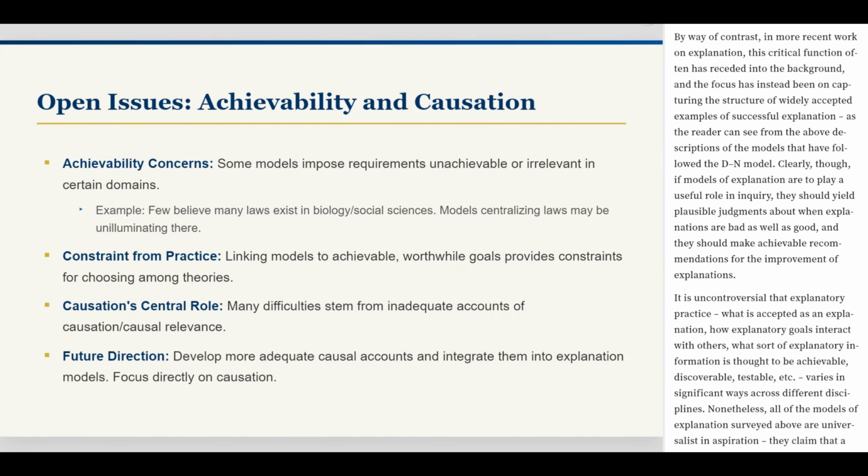And circling back, a recurring theme is causation. Many of the problems these models face seem to stem from relying on fuzzy or inadequate notions of causality and what makes something causally relevant. A promising path forward, then, seems clear. We need better accounts of causation, integrated directly into our theories of explanation. It's time to stop treating causation as an afterthought and tackle it head-on.